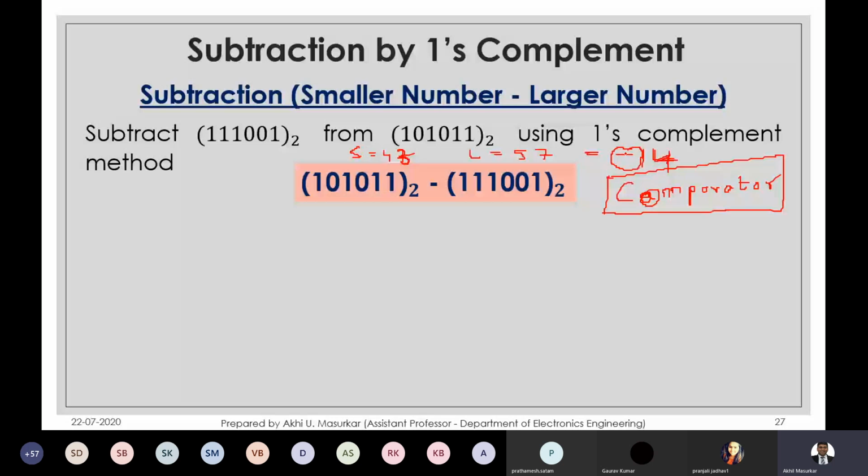So this is my smaller number. This is my larger number. So step number 1 is the complement of the larger number. I took the one's complement and I got this. Just check whether the complement is correct or not. Okay, it seems to be right. Now you add this again back to the smaller number and tell me the answer of this.